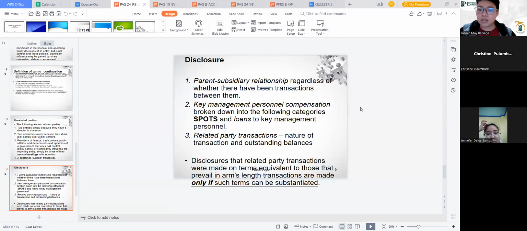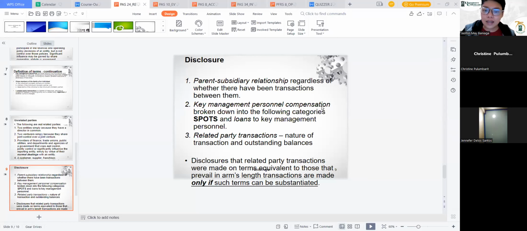Number two, key management personnel compensation broken down into the following categories, and loans to key management personnel. So different salary programs or benefits they have. It will depend on the bylaws and the agreements or decisions of different entities. An entity might have a different package or plan for management's compensation. Whatever that plan or program is, if it is a related party, they should disclose such in the notes to financial statements.